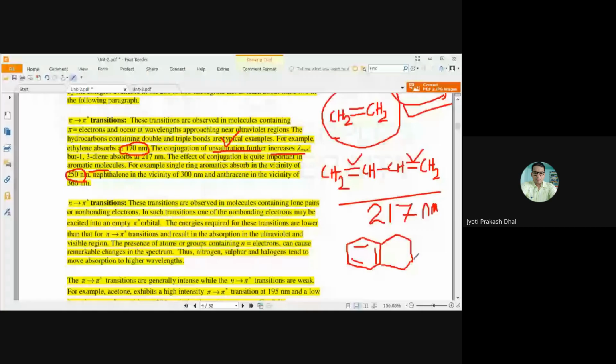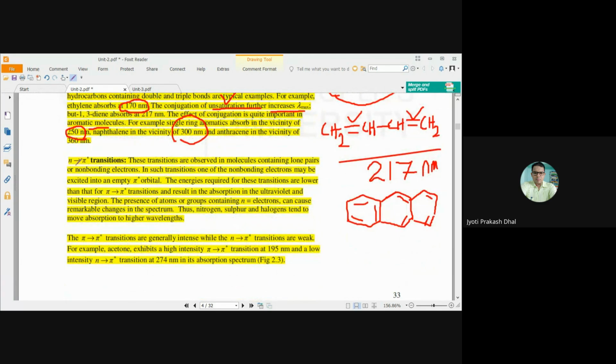Another aromatic compound is naphthalene, where the lambda max value increases to 300 nanometers. Similarly for anthracene, the lambda max value increases to 360 nanometers. So if the conjugation gradually increases, the value of lambda max will also increase. That means the molecule will absorb at a longer wavelength.